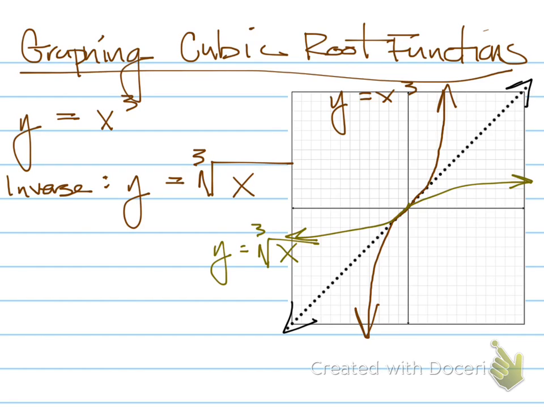All right, and the graph of the inverse, as you can see, is a mirror image across the identity function, across the line y equals x. So the inverse is also a function. The inverse of a cubic function is the cube root function, which is also a function.